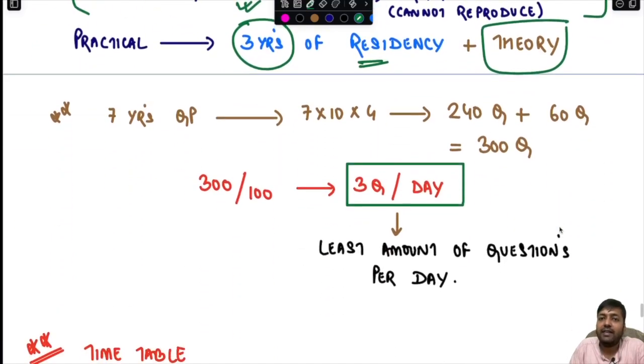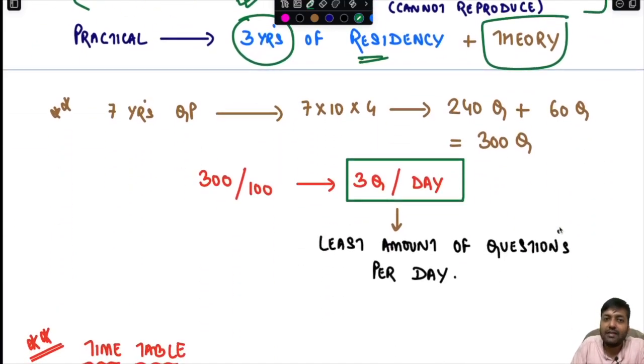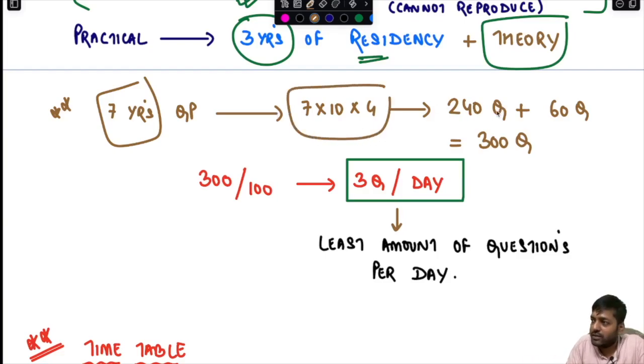Now the mathematical approach that I told you. Please listen to me. If you are doing the 7 years question papers, and in every year there will be 4 sets, paper 1, 2, 3, 4, and every set has 10 questions, so let us say 7 into 10 into 4, a total of 240 questions. Plus you have completed around 60 more important questions from whatever I have given, so the total number of questions is around 300.